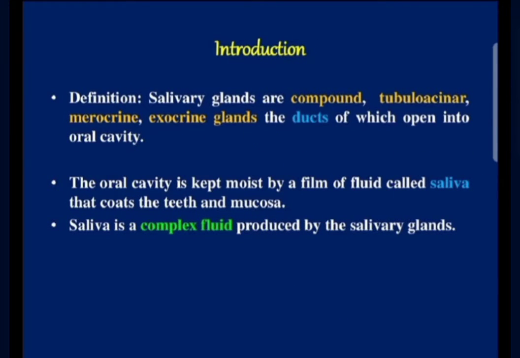Salivary glands are compound tubulo-alveolar glands of merocrine variety. These are exocrine glands. The ducts of these glands open into the oral cavity. The oral cavity is kept moist by a film of fluid called saliva that coats the teeth and the mucosa. Saliva is a complex fluid produced by the salivary glands.